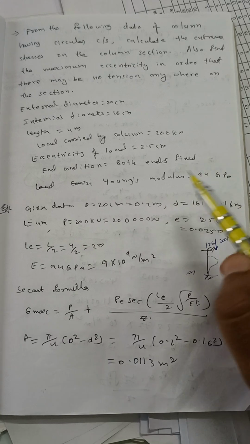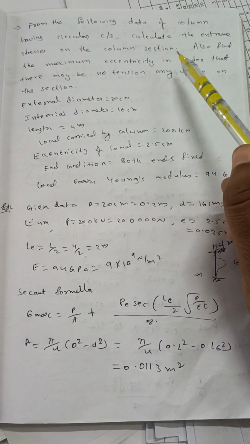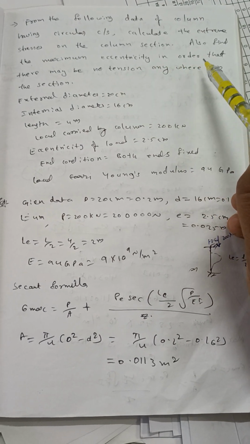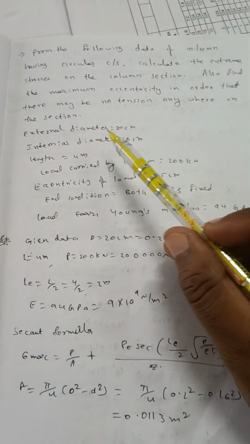So what is the load coming on it? It is given here, right? Calculate the extreme stresses on the column section. We need to calculate the maximum stress. Also find the maximum eccentricity in order that there may be no tension anywhere on the section.